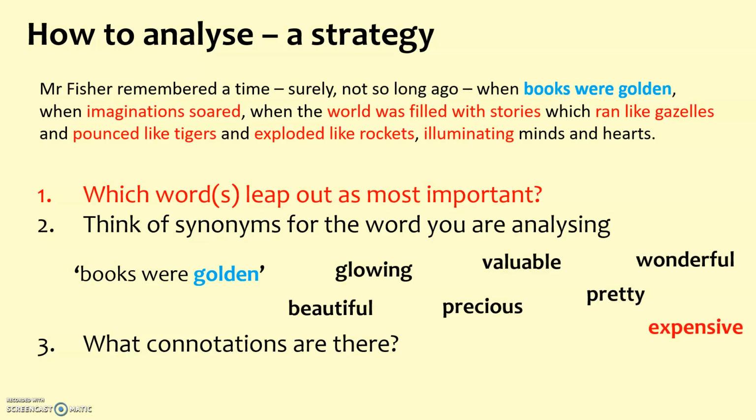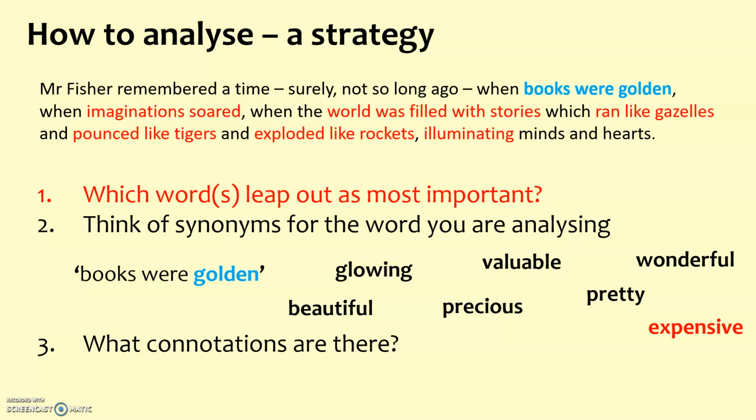So in my head, golden means things like glowing, beautiful, because it's very precious as well, valuable, things that are golden are valuable, they're pretty, it's something that's wonderful, like golden time, for example, and expensive I put there, but I put that one in red because we need to look at that word, books were golden. Well, it doesn't mean when books were expensive. That's sort of a different meaning of it.